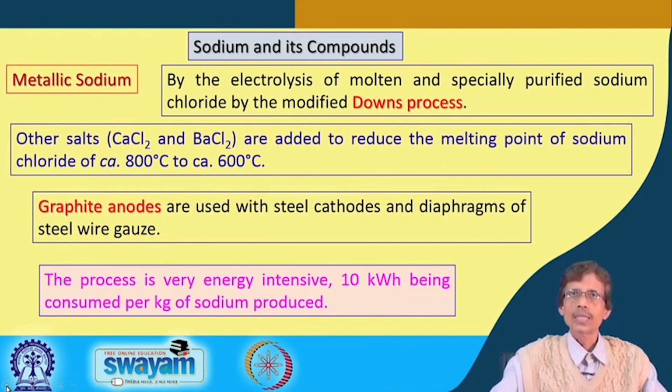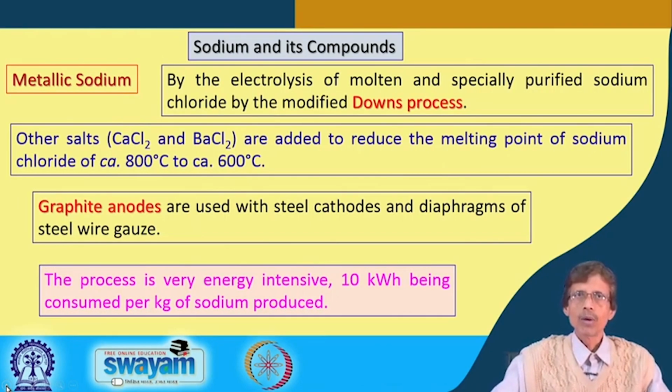But as I told you just now, you have to maintain a temperature of 600 to 800 degrees centigrade. So how do you make it? Through electrical heating only. So the electricity consumption would be very high. That is why the process is also known as a very energy intensive process. The production of sodium metal industrially is energy intensive, and 10 kilowatt hours is consumed for the production of 1 kilogram of sodium.